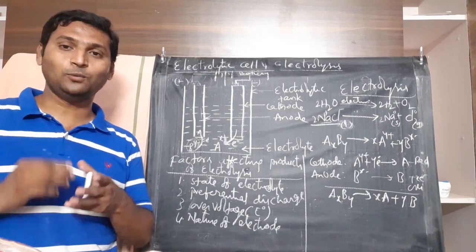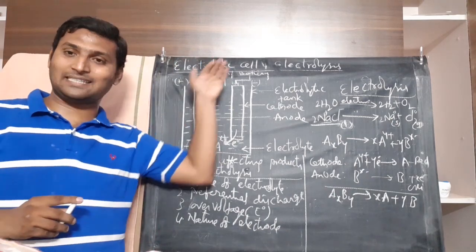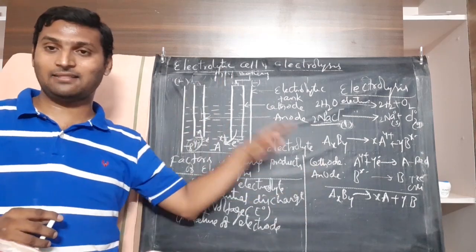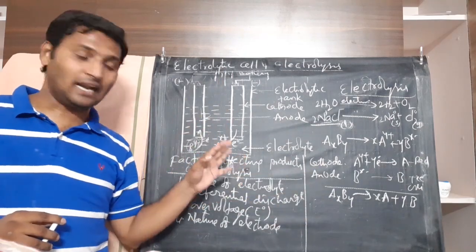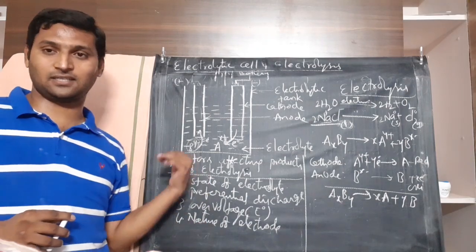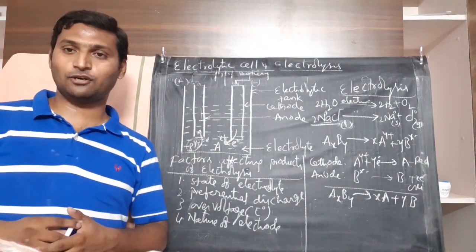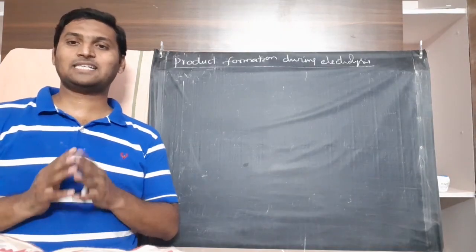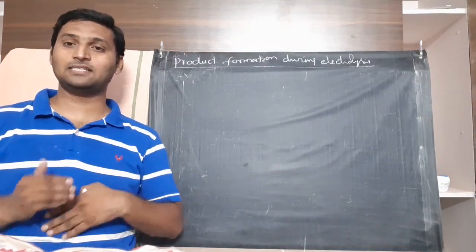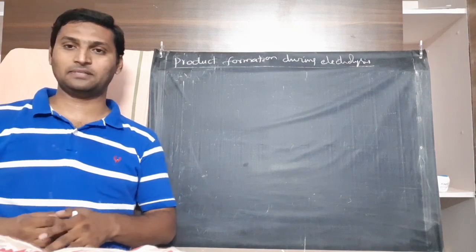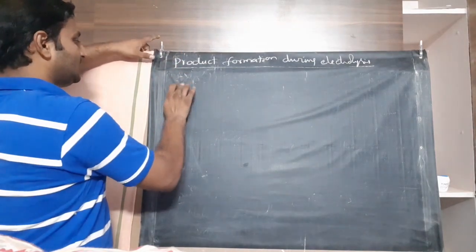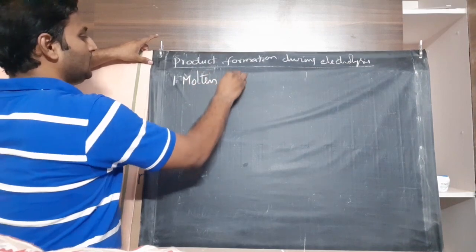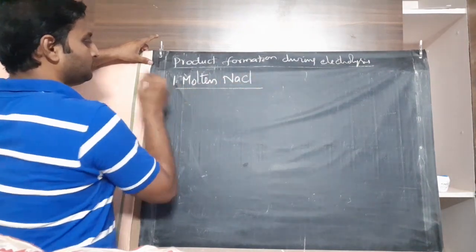Okay, now through a set of examples describing in detail the electrolysis process, we will understand each of these factors, how they affect the products of electrolysis. Okay. Now let us understand product formation during electrolysis by taking different examples. Let me start off with the simplest example available, called molten sodium chloride.